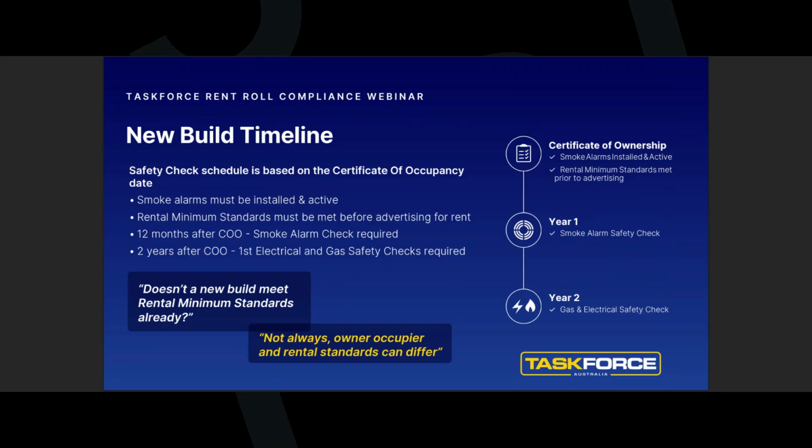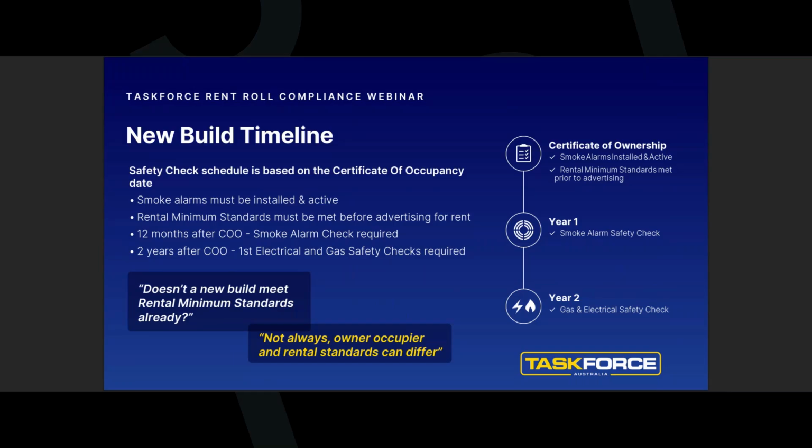Now, that certificate of occupancy is very important to have, and to have that date put into your system straight away. And the reason why is because the safety checks are actually due based on that certificate of occupancy date rather than when you have someone moving into the property. So obviously smoke alarms must be installed and active before someone goes into the property. Now, the rental minimum standards actually have to be met before you're advertising it to rent.